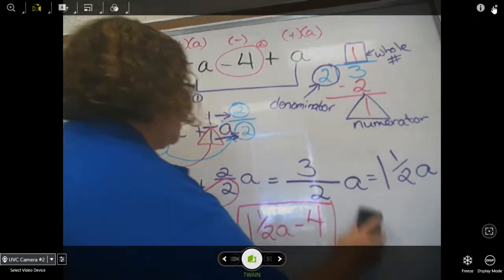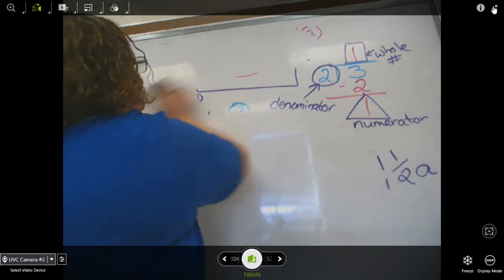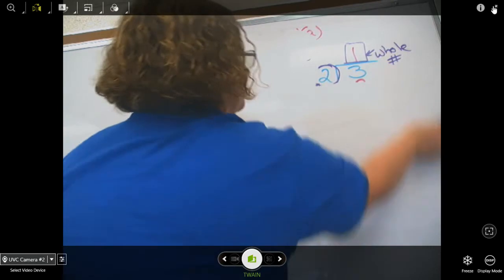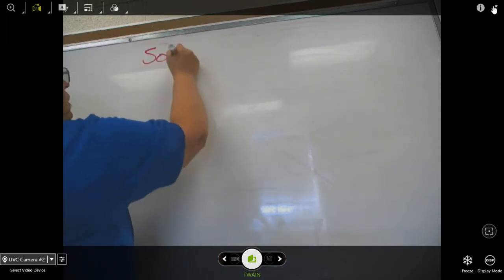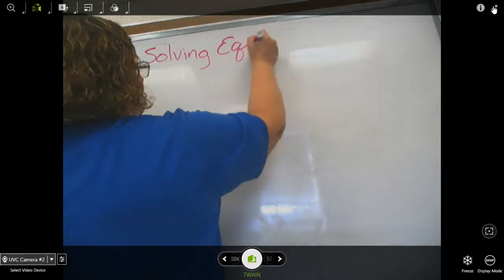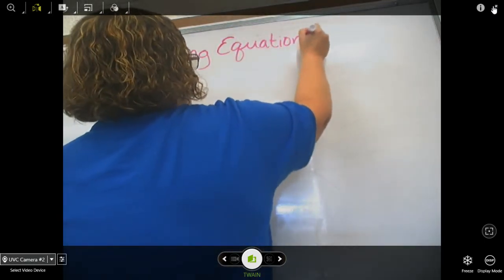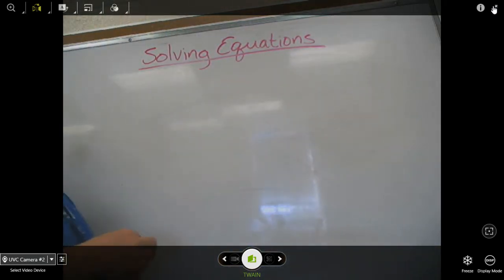Okay, so this was combining like terms, which is what we did yesterday. Today we are going to start solving one-step equations. Now, in order to do that, we have to know a few things. This is just solving equations in general, so we're just going to do solving equations in general right now, and then we'll move to one step. There's a few things you have to understand with solving equations.